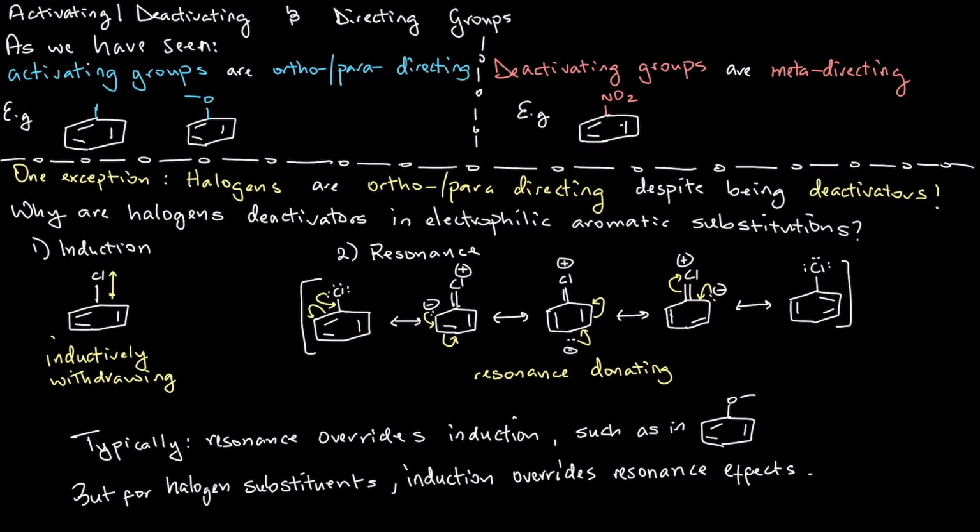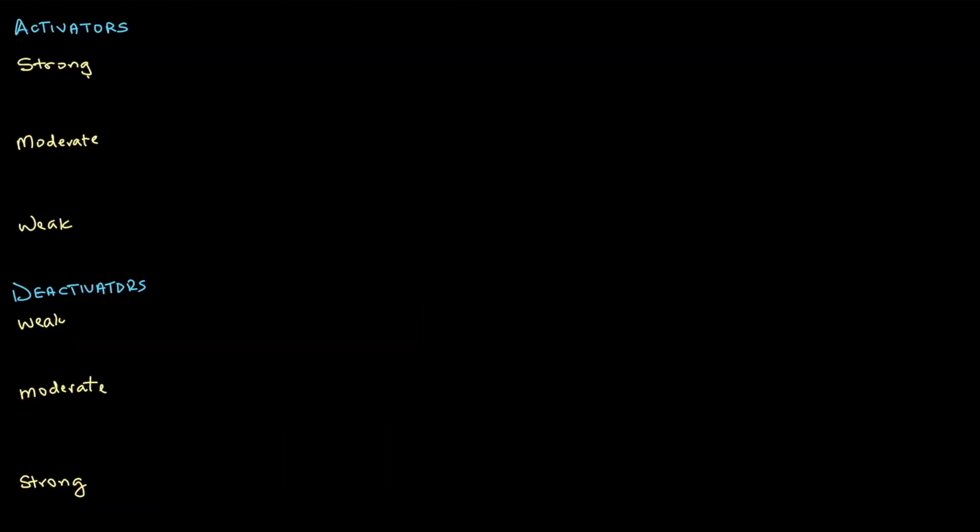Just know that for halogen substituents, the induction argument overrides the resonance arguments in these cases. Okay, so there's a way to actually classify activators and deactivators as weak, moderate, or strong. And those are going to be important when we start thinking about when we have more than one substituent on an aromatic ring, which of these substituents are going to take precedence in directing the further electrophilic aromatic substitutions.